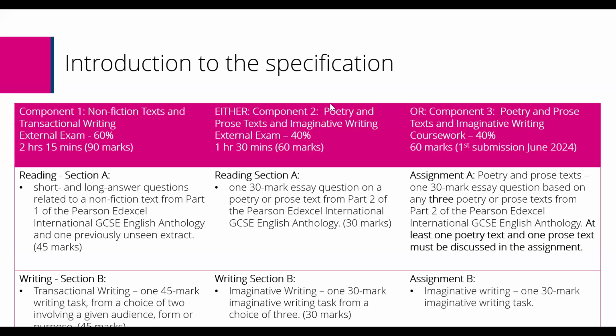Okay, and the coursework, component 3, there's poetry and prose text. Students write a response to one essay question based on 3 of the texts from part 2 of the anthology. One must be poetry, one must be prose, and a free choice of the other. And then they do an imaginative writing response that mirrors that section B of the exam paper.